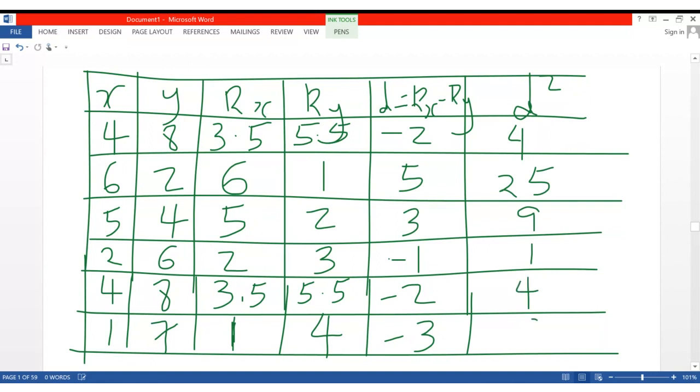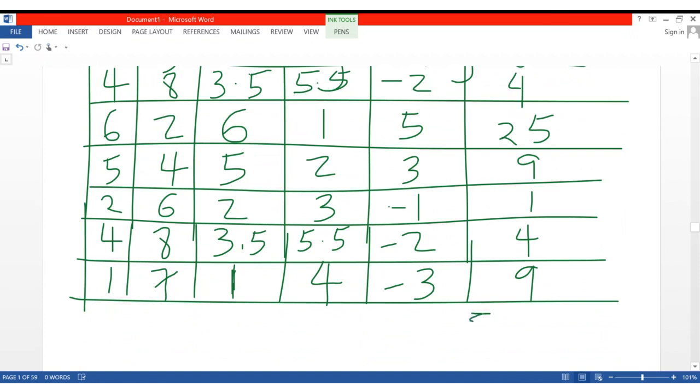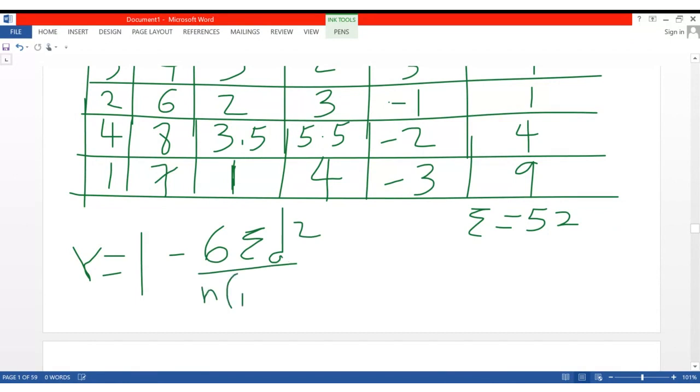Let me add, I have a calculator here. That is 4 plus 25 plus 9 plus 5 plus 9. I'm getting 52, if I'm not wrong. The summation here is equal to 52. So I'll go back to the formula. The formula was given: R equals 1 minus 6 times the summation of D squared, all over N times N squared minus 1. So remember our N, the total number of variables we have here.